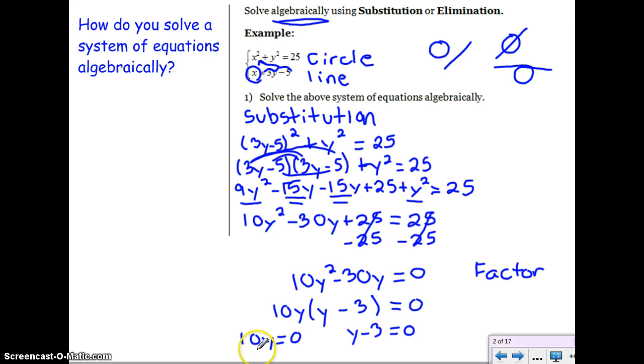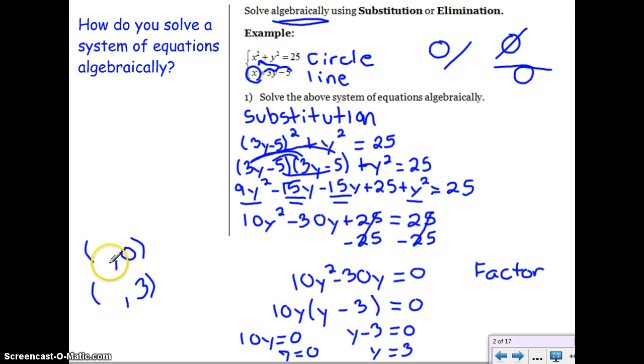If I divide by 10, I'm going to get y equals 0. And if I add 3, I'm going to get that y is equal to 3. Okay? Now, that means I'm getting two separate y's. I am getting 0 as one of my y's, and I'm going to get 3 as the other y. But it doesn't tell me what my x's are.